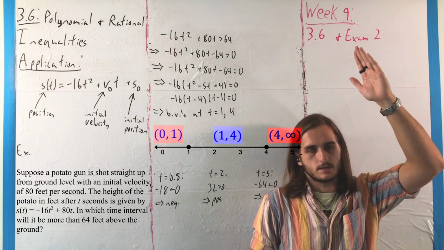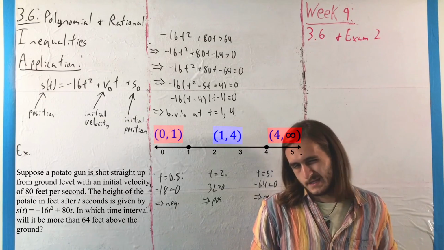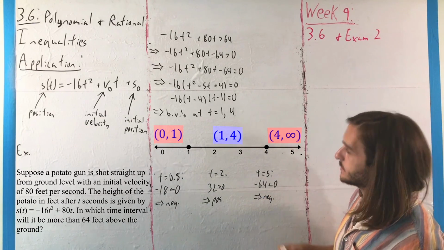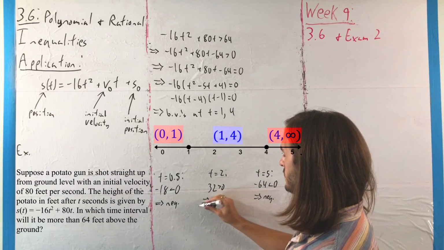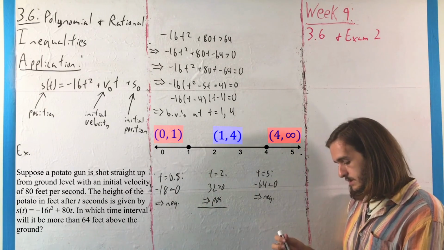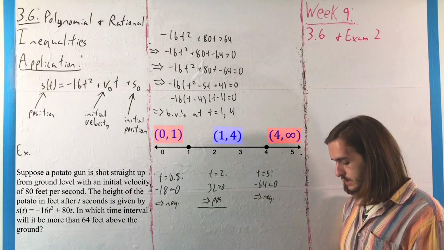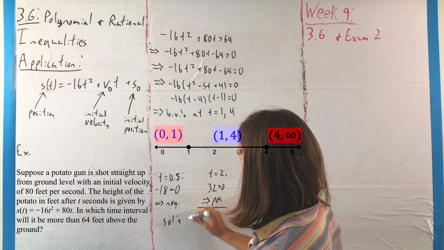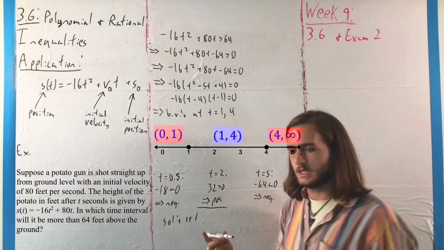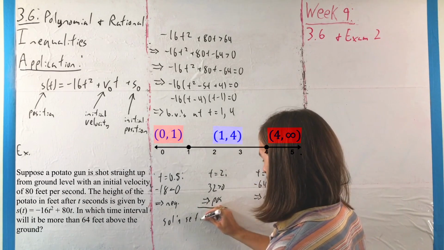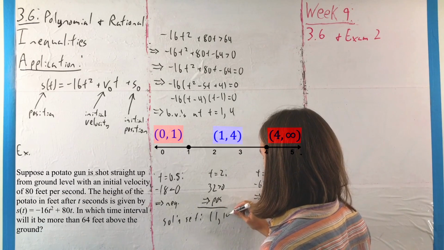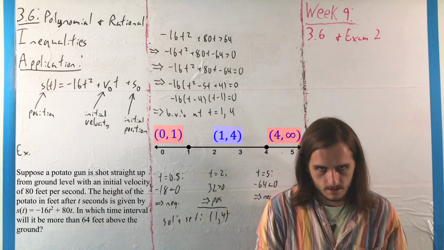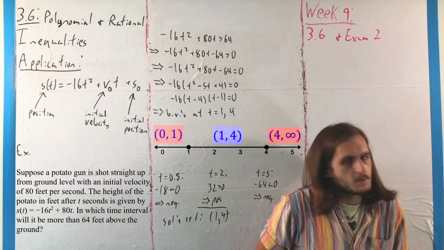You launch it up, gets to places you want it to be, comes back down, passes them. Because this is the only interval that is positive, and we're specifically looking for positive values, this interval in the middle is what we want. So, to be specific, our solution set, that is the range of times in which the potato is more than 64 feet in the air, would be the window from 1 to 4 seconds.